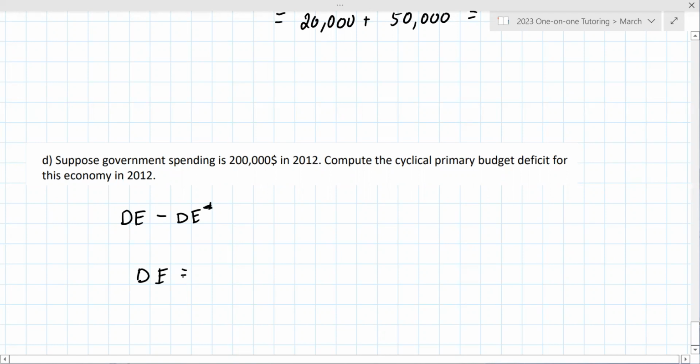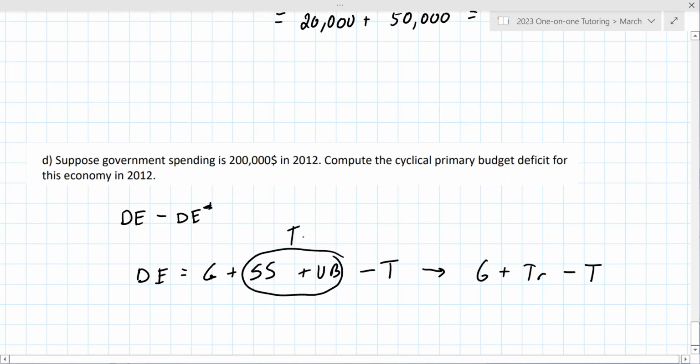DE is G plus SS plus UB minus T. And they simplify it though, because if you prefer that, they simplify it to G plus the transfer payments, because we have that from part C, minus T. Like they're saying these two make up TR. Just depends how comfortable you are if you want to just shortcut that. I prefer it written out.